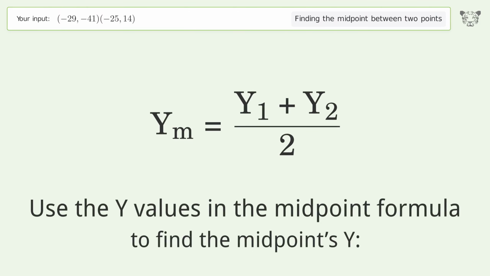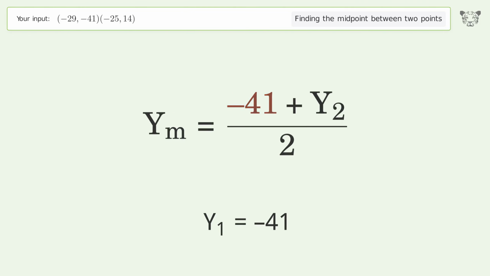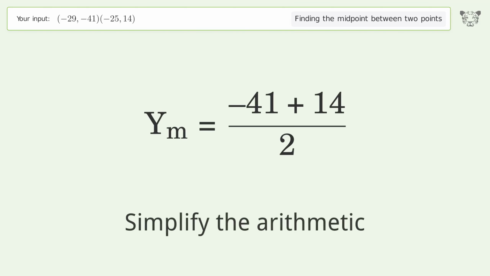Use the y values in the midpoint formula to find the midpoints y. y1 equals -41. y2 equals 14. Simplify the arithmetic.